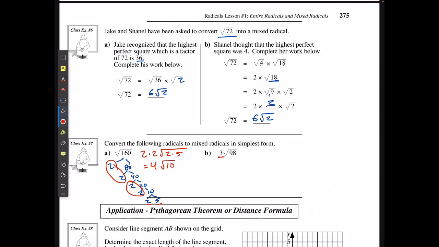If I already have a number on the outside, it works the same way. I just need to remember that that's going to be something I'm going to be multiplying by as well. So I can take 98 and say that would be 2 and 49, and that would be 7 and 7. And I'm going to do the same process. I have a pair of 7s, and I have a lonely 2. Well, there was already a 3 on the outside, so don't forget about that. I took a 7 out, and then I was left with a 2 on the inside. This is going to give me 21, root 2.